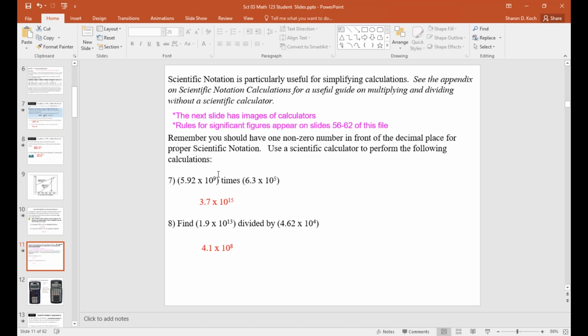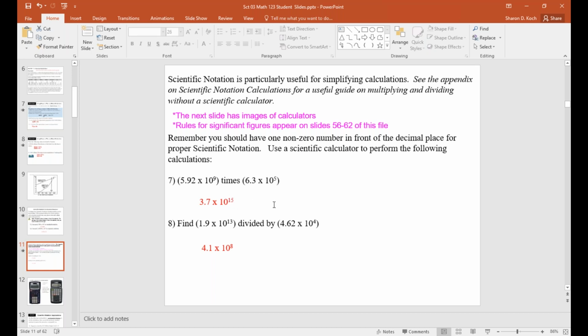Okay, and then I'm going to multiply the powers of 10. So if they're the same base, I add the exponent. That's how I get the correct number. Now, look at this. It says, wait, if I add 9 and 5, I don't get 15.